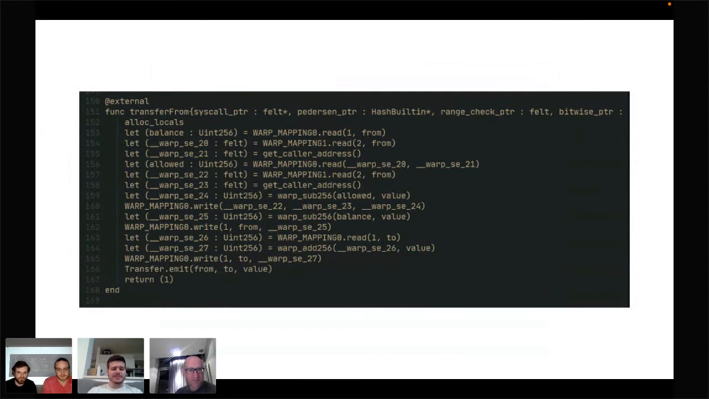I just want to mention that we have a Cairo VS Code extension that does syntax highlighting. So, you know. Yeah, my bad. Cool.